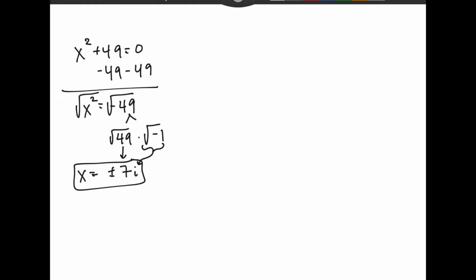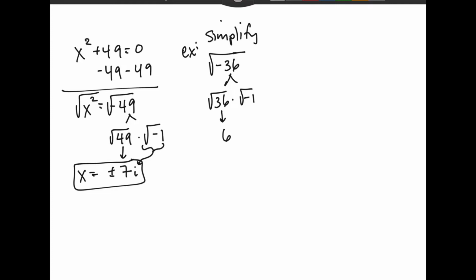So let's try to simplify. If I had the square root of negative 36, this is the same thing as the square root of 36 times the square root of negative 1. This is 6. This is i.